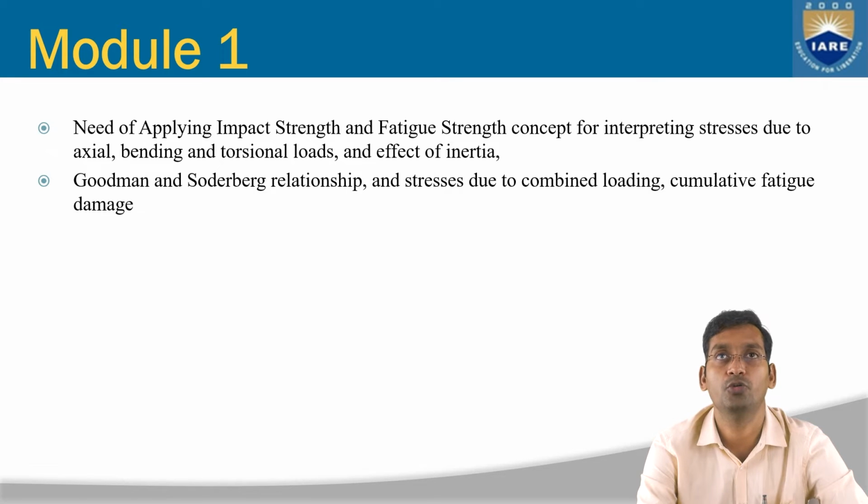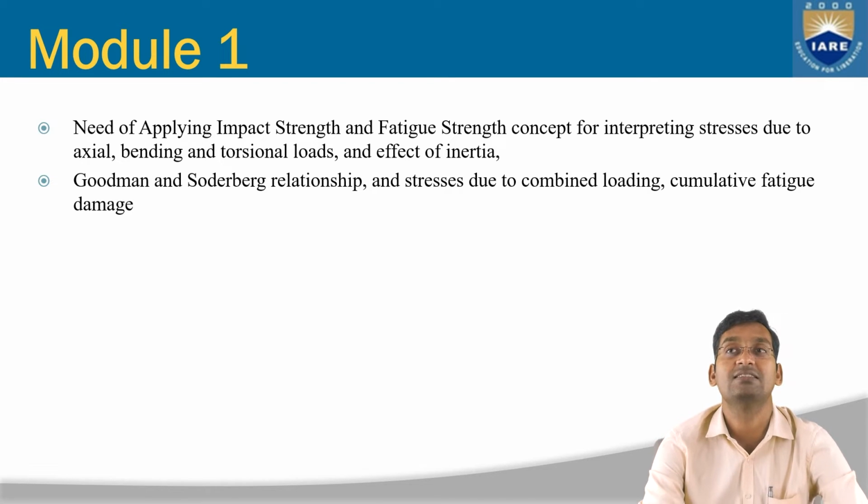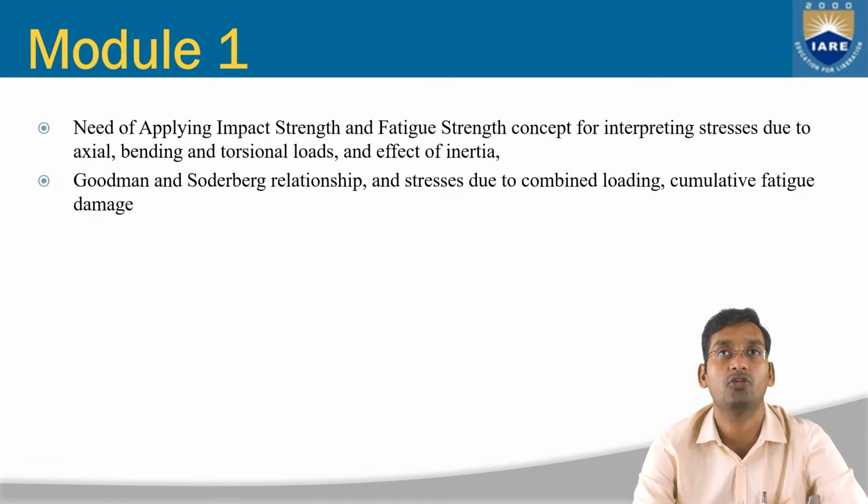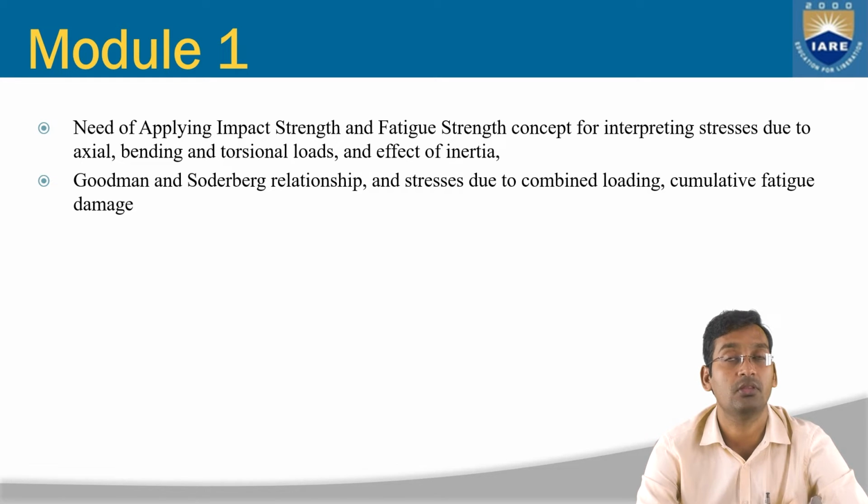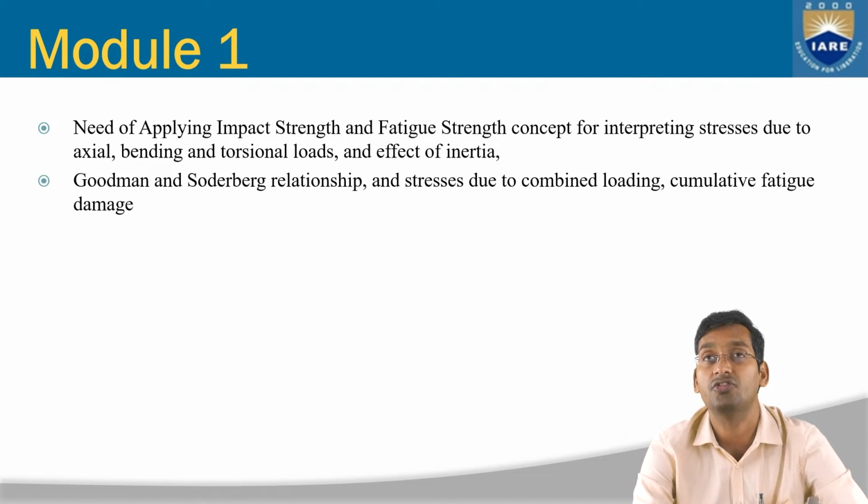Now we'll see module 1. So in module 1, what we learned, that already we discussed according to the syllabus. Need of applying impact strength and fatigue strength concepts for interpreting stresses due to axial, bending and torsional loads. Means once an axial load is applied on the material or any beam or column, then what happens? If suppose a bending moment is there, then how the impact strength will be there, how the fatigue strength will be there, up to what level that beam or that member can sustain. Similarly, if the torsional load is applied on that one, then what happens? Right. And next, the combination of all the 3 also is possible.